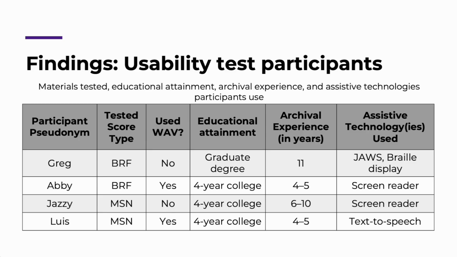There were 4 completed usability tests. As the table on screen shows, 2, Greg and Abby, focused on BRF scores, and 2, Jassy and Louise, focused on MSN scores. 2 used the WAVE audio files, and 2 didn't. All of them had at least a 4-year college degree, had at least 4 years of work experience, and used some form of print-related assistive technology.